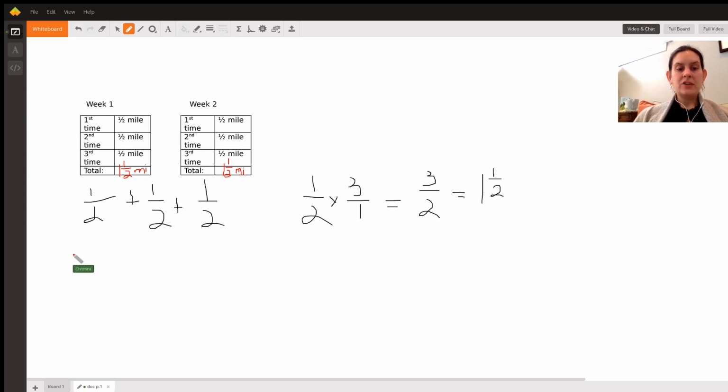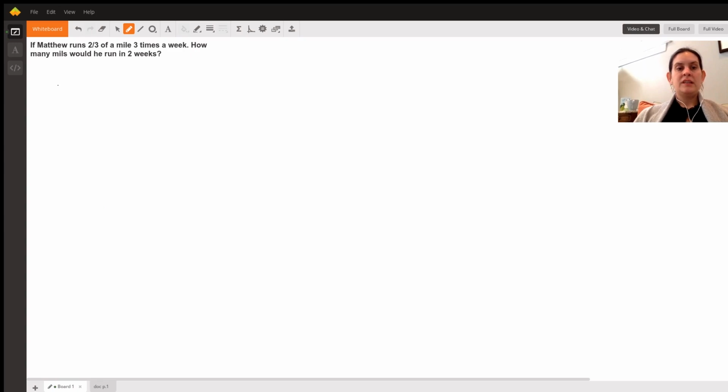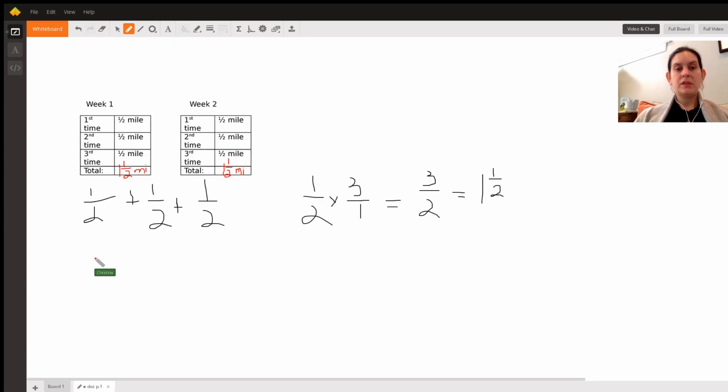All right, so if we go back to our original question, it's asking how many miles would he run in 2 weeks? So we go back to our example here, which is slightly different. It's about Sarah, who's running a different amount. In 2 weeks, she would run 1.5 miles plus 1.5 miles. So if we add that together, it's 1 and 1/2 plus 1 and 1/2.